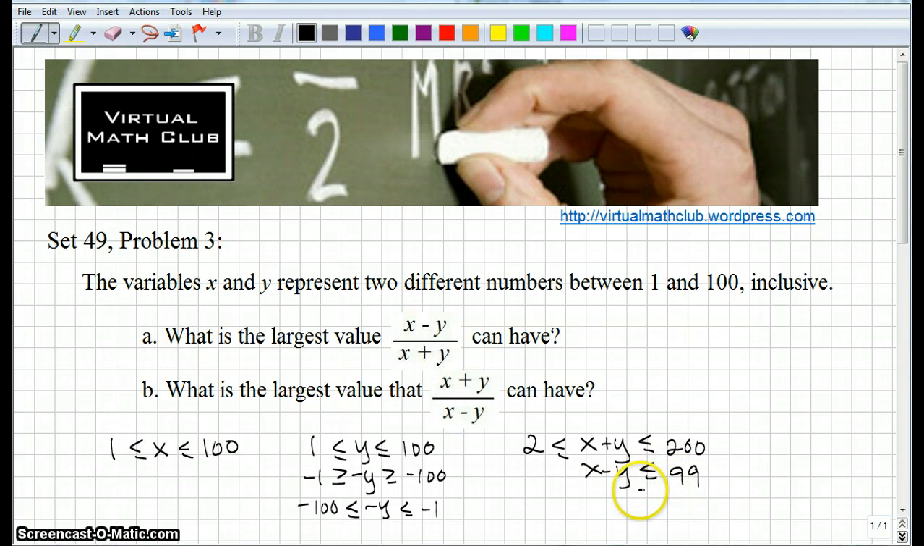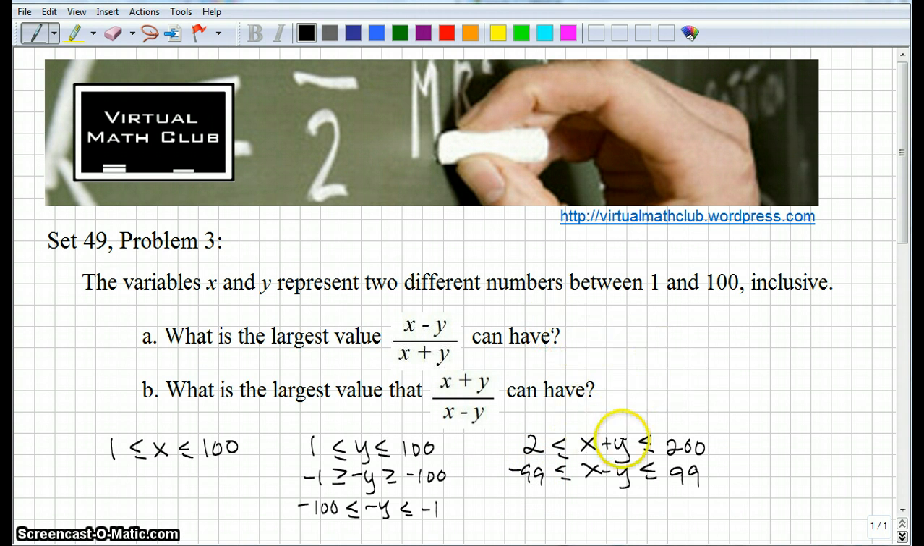Okay, that's the biggest x minus y we can get, and that's when x is 100 and negative y is negative 1. Y is 1. Okay, so the biggest x minus y we can get is 99. Okay, what's the smallest x minus y that we can get? Essentially, that would be when y is 100 and x is 1, right? So then you'd end up at negative 99.